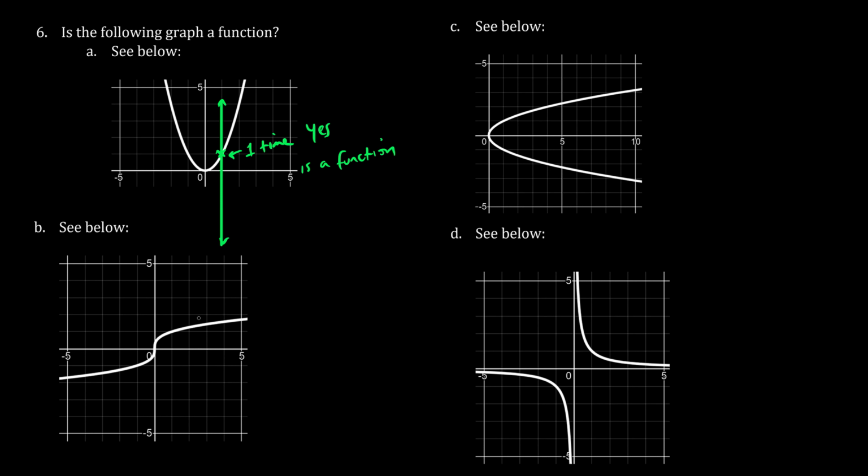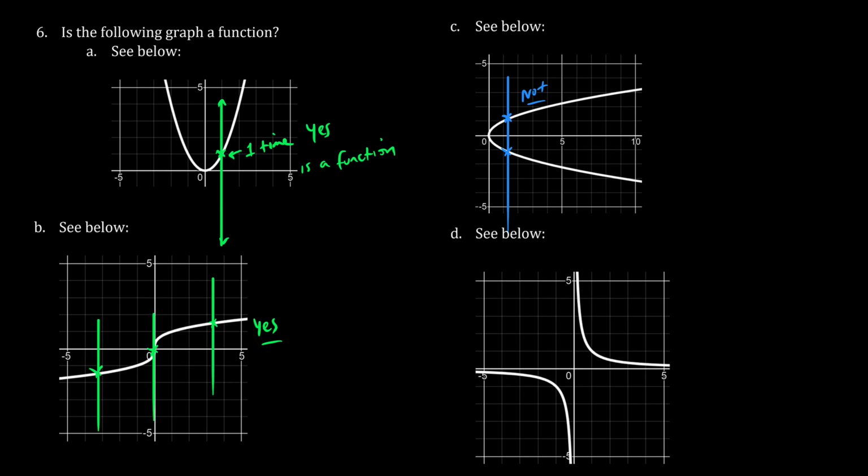For part B, when you drop a vertical line here, or even here, you're only hitting a maximum of one time. So we're going to say yes, it is a function. For part C, when you drop a vertical line, we're hitting twice. So this is not a function. No, it's not a function.